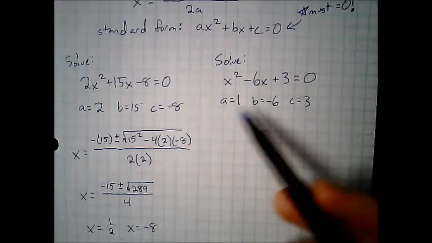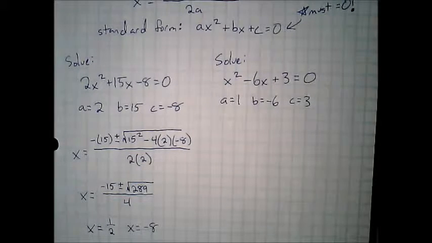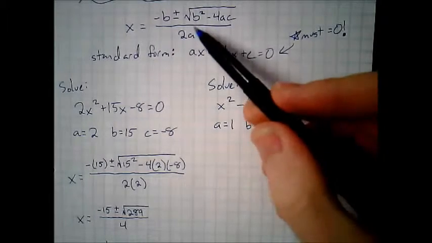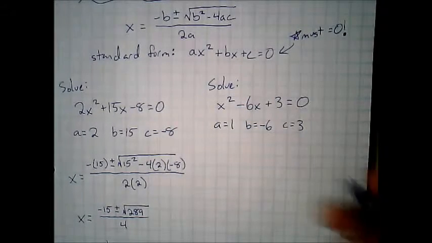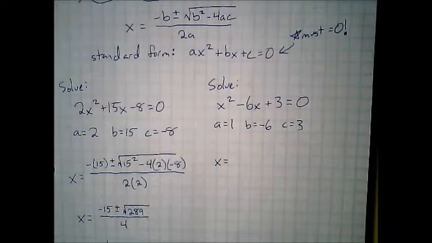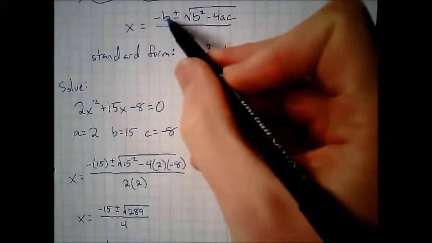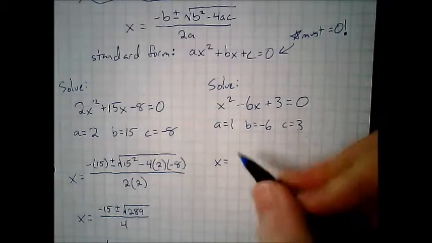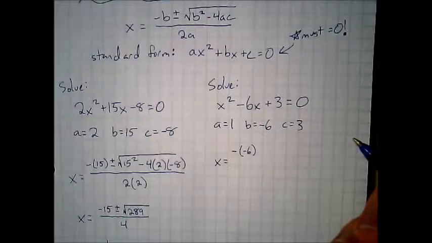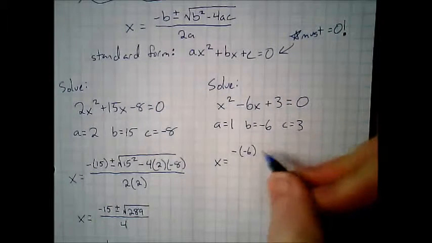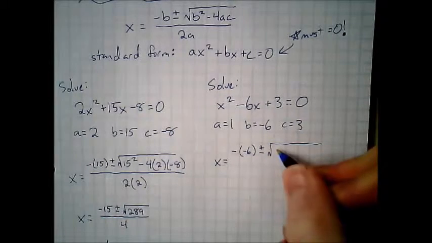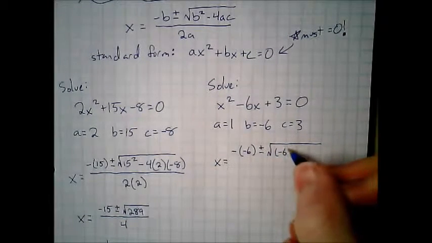Okay, so for this example, a equals 1, b equals negative 6, and c equals 3, but the formula is the exact same. So we're going to take our time and neatly substitute everything into our quadratic formula. So x, meaning the solutions, equals the opposite of b, so we're doing the opposite of negative 6, and we're not skipping steps yet, not until we get good, plus or minus the square root of b squared.